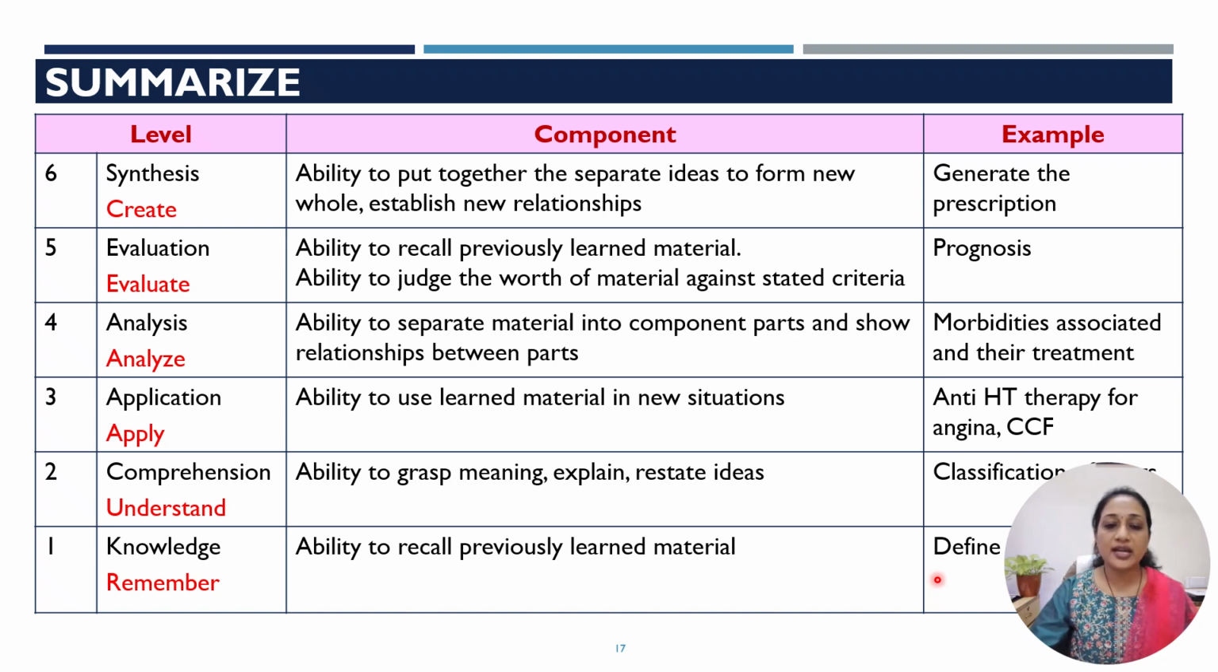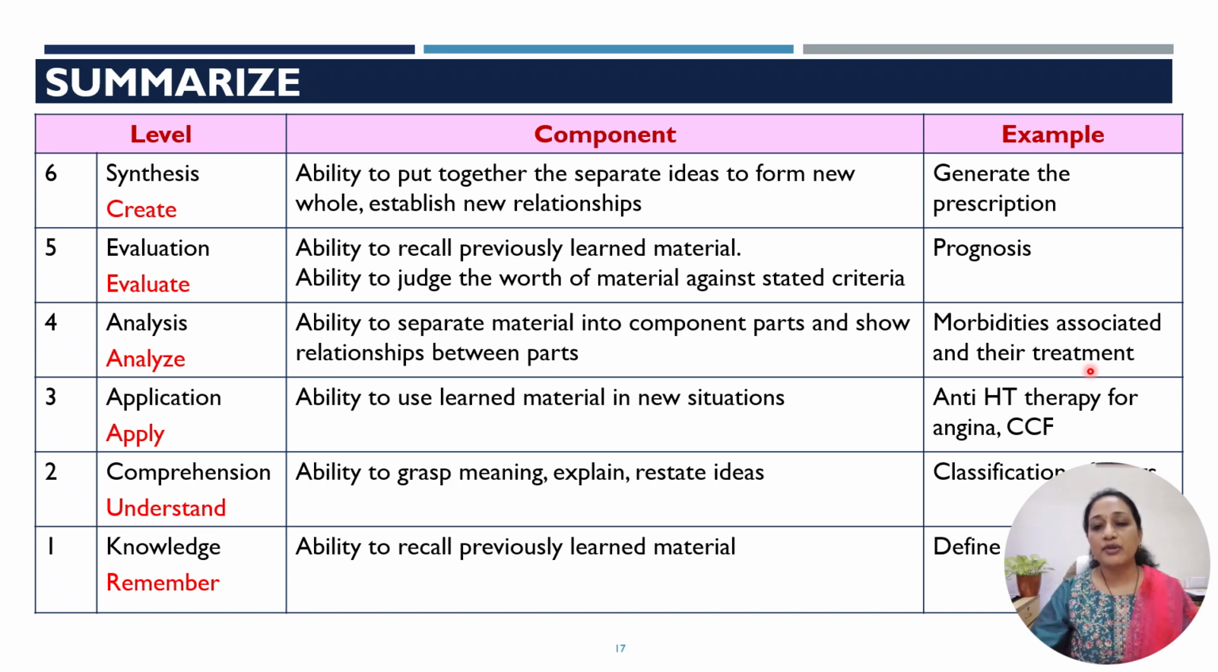For example, if you have to fit all these in a single example, defining hypertension as per various guidelines would be remembering or recall type of an assessment. Classifying the various drugs depending on the guidelines given would be understanding or level 2. Using a particular antihypertensive therapy in some comorbid conditions like angina or congestive heart failure will be applying the learned information at level 3.